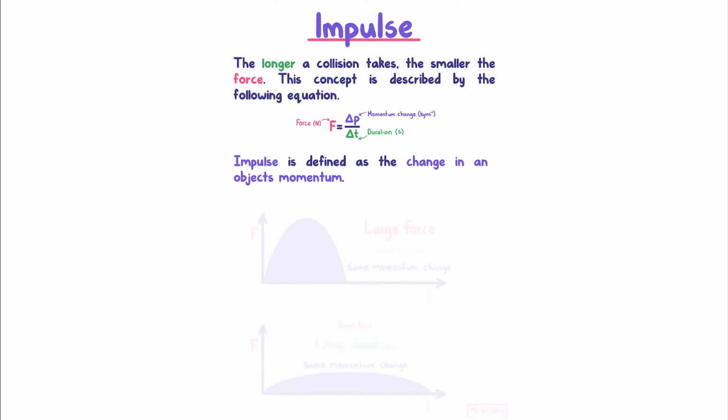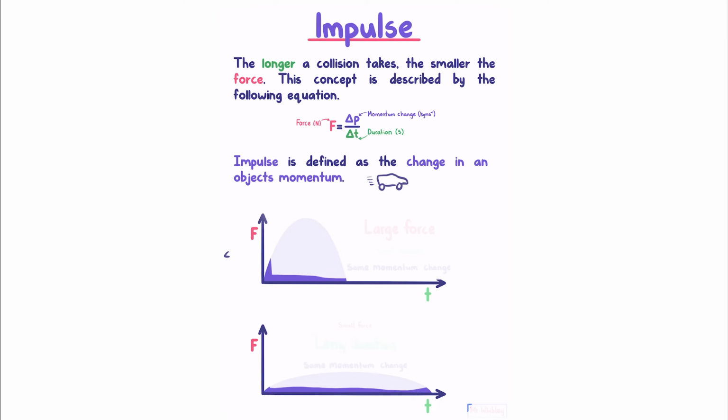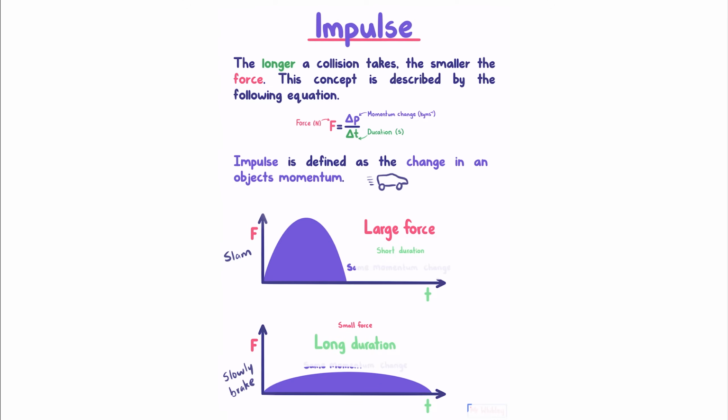To understand this concept further, we can plot force and time on graphs. Consider driving in a car with a certain velocity. If you were to slam on the brakes, you will experience a large amount of force over a short duration. However, if you were to slowly brake, the force you'd experience would be smaller, but it would be spread over a longer duration. Because in both cases, we went from having the same amount of momentum to a momentum of 0, the momentum change is the same in both cases. Graphically, this change in momentum is represented by the area underneath this graph.